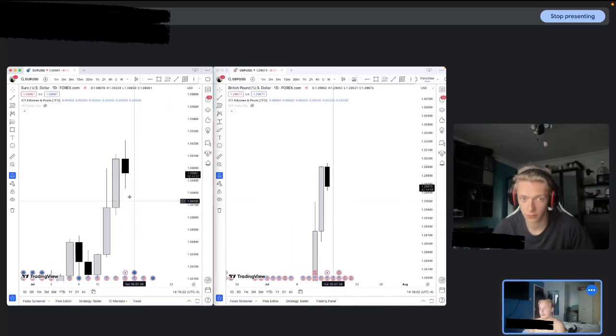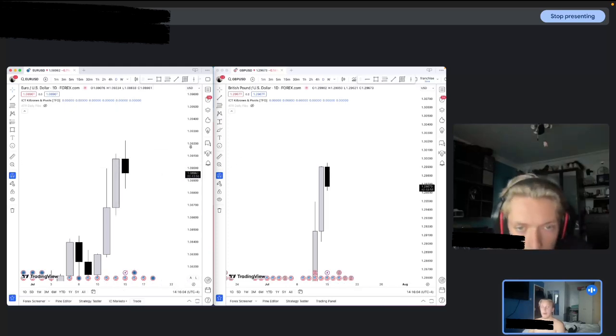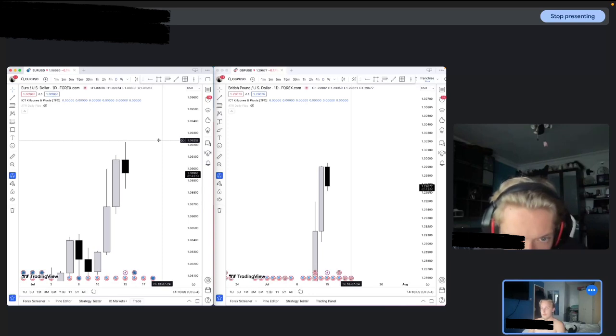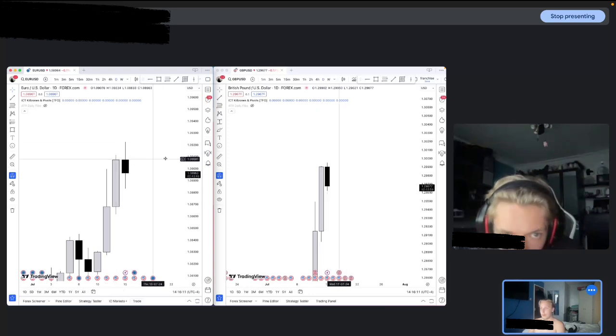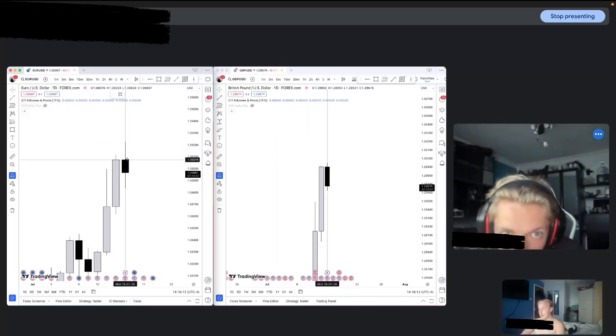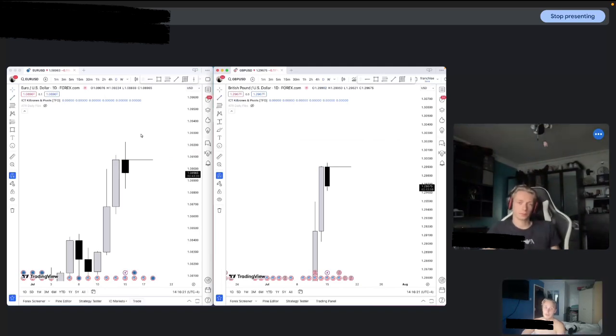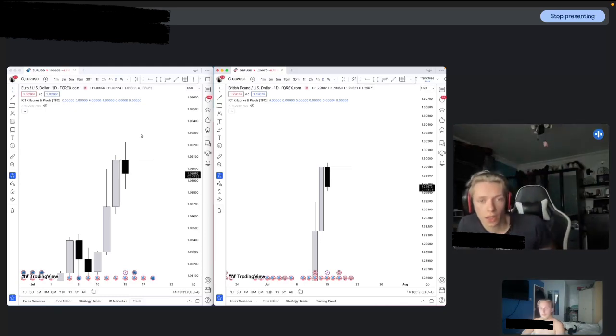They both look the same because it was a Monday, but which one moved more from the open? The GBP USD. Pound. This is the open. Which one had a higher wick on a bullish pound day? Are you sure? Which one had a higher wick?